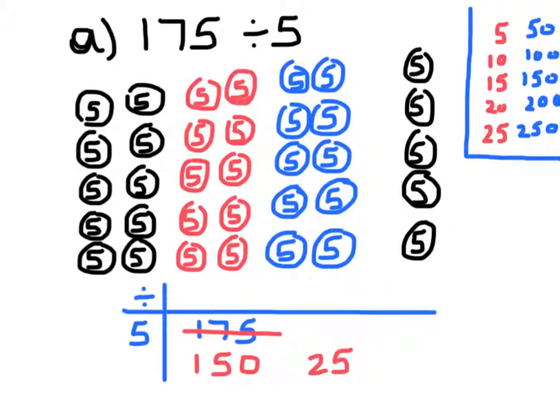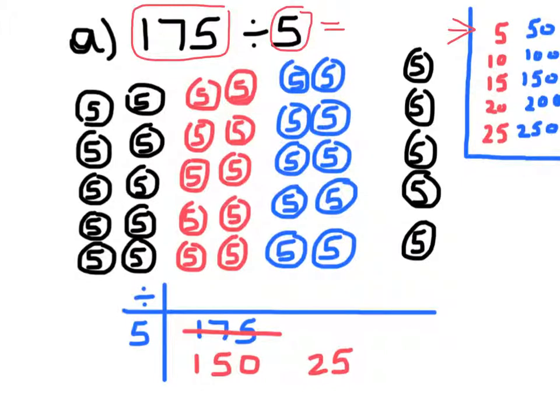175 divided by 5. Now, every time you see divided by 5, I want you to think about piles of 5. How many piles of 5 are there in 175? So, straight away, think about your times tables. So, the 5 times table, 5, 10, 15, 20, 25. That's nice and easy, but it won't get me to 175 very quickly.